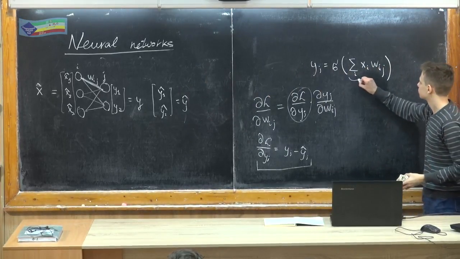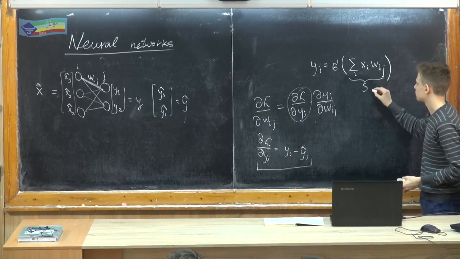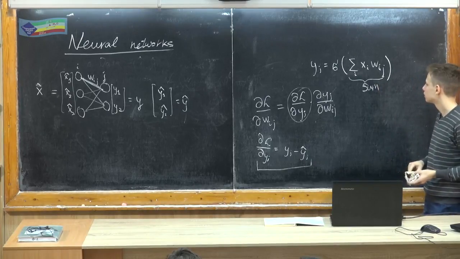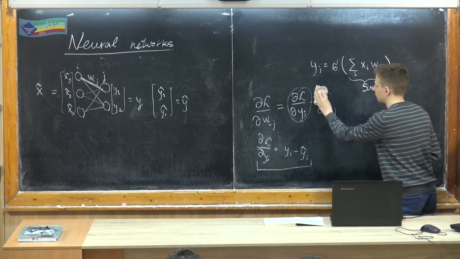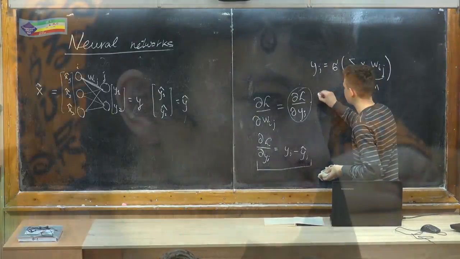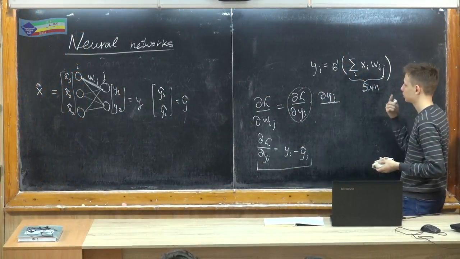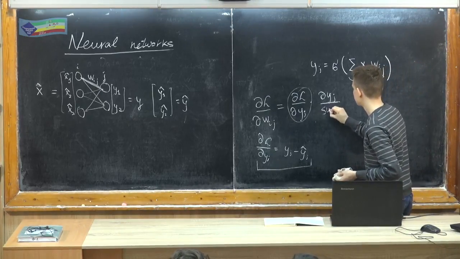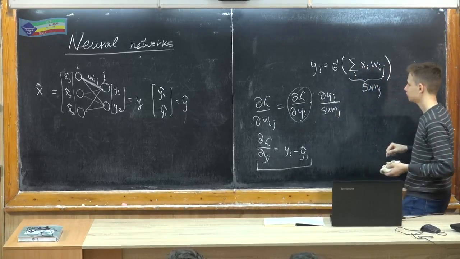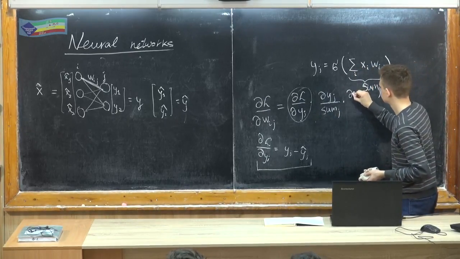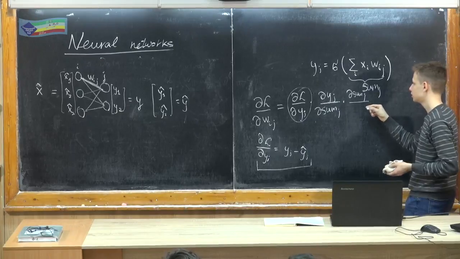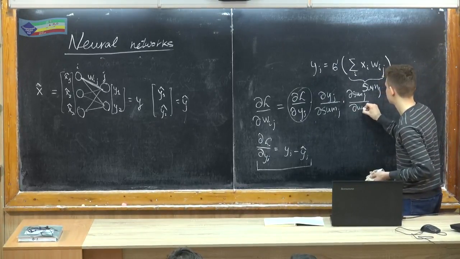So let's rewrite this sum as S, sum j, and then we can rewrite this expression a bit, using the chain rule a second time. We will calculate the partial derivative of yj with respect to the input sum j, and then we need to calculate the partial derivative of sum j with respect to this weight.